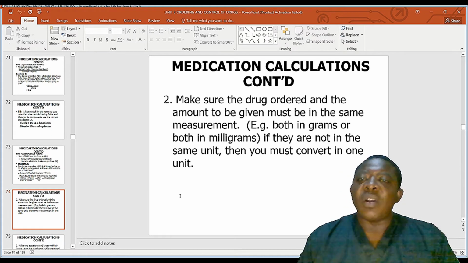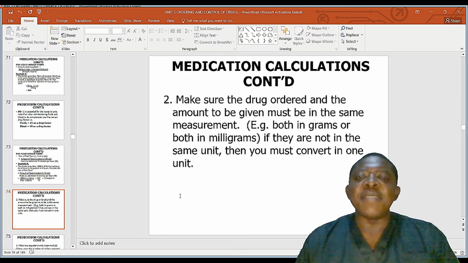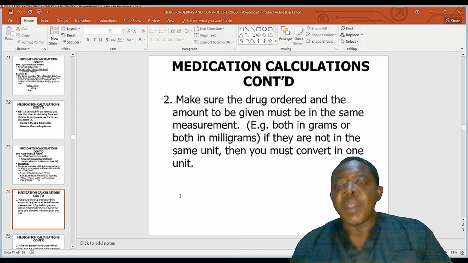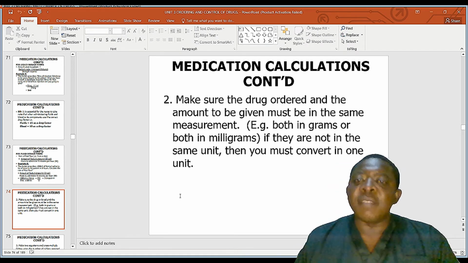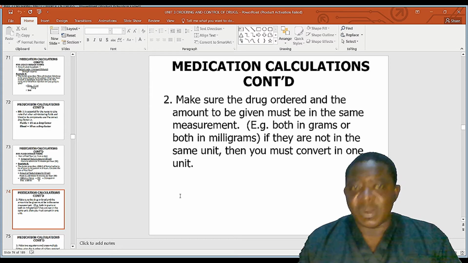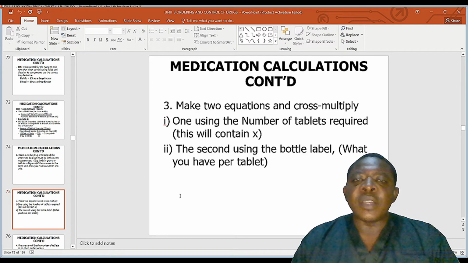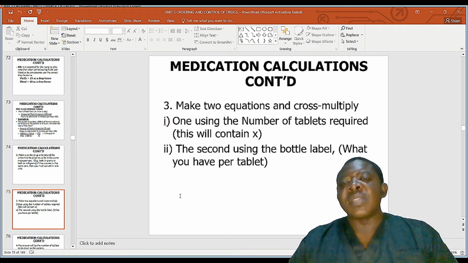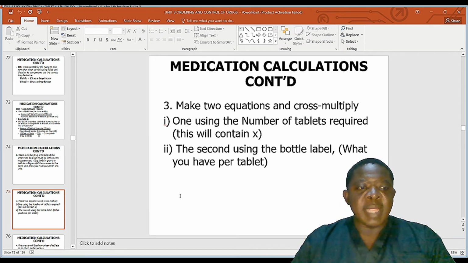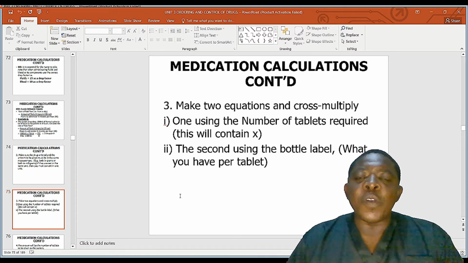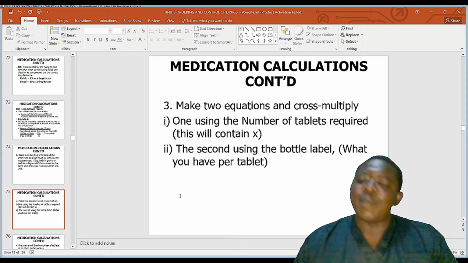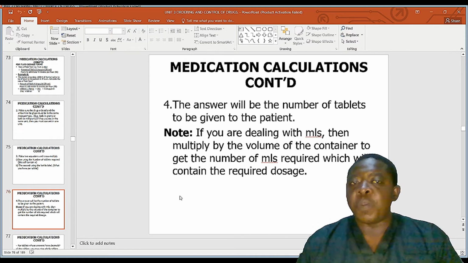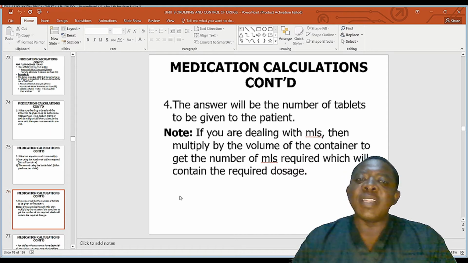So make sure the drug ordered and the amount to be given are in the same measurement. If they are not in the same measurement, you're not going to find the correct answer. Both in grams or both in milligrams. If they are not in the same units, then you must convert one into the other units. So you make two equations and cross multiply, one using the number of tablets required, and this will contain the exponent. The second using the bottle label, what you have per tablet. Of course, apart from knowing the formula, you need to know that all the other mathematics rules will apply as you multiply. So the answer will be the number of tablets to be given to the patient.